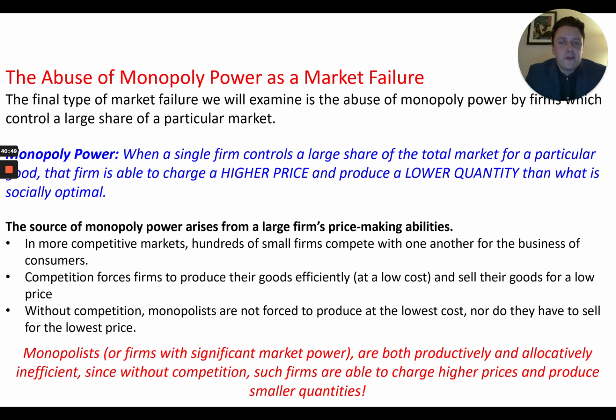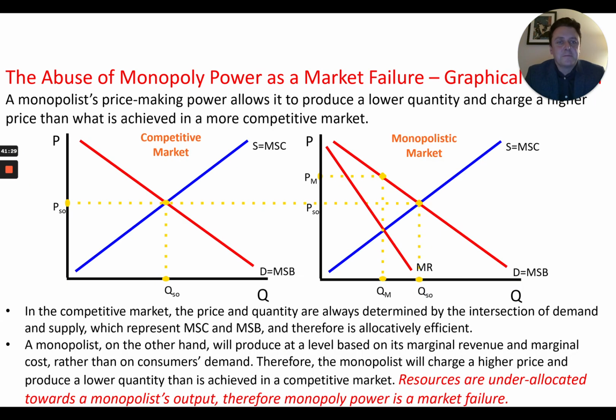So the source of monopoly power arises from a firm's price-making abilities. In more competitive markets, perfect competition, hundreds of small firms compete with one another for the business of consumers. Competition forces firms to produce their goods efficiently and at lower cost and sell their goods for a low price. Without competition, monopolists are not forced to produce at the lowest cost, nor do they have to sell for the lowest price because they are the only supplier. So monopolists are both productively and allocatively inefficient because without competition, firms are able to charge higher prices for smaller quantities. Now you can show this on a diagram.